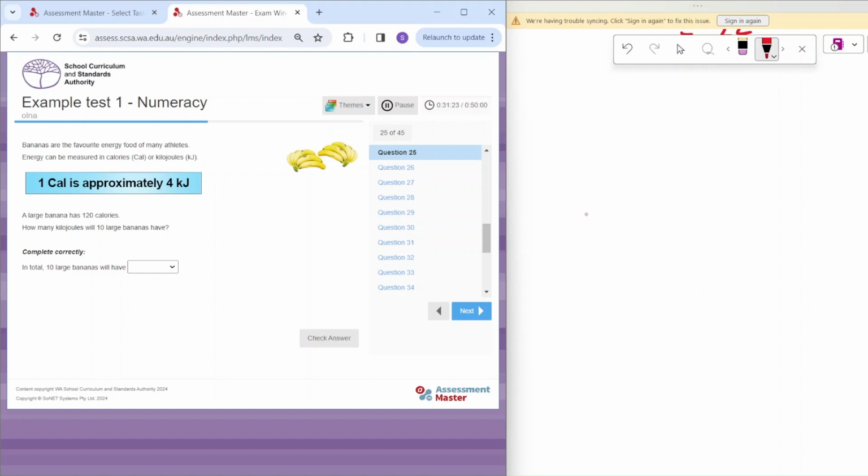So what we'll do first is let's find out, because we're looking at the question and we're saying, all right, they've given us one large banana at 120 calories, but we've been asked to find 10 large bananas in kilojoules, not calories. So we first should convert calories to kilojoules, and then we can multiply it by 10 for 10 large bananas. So how do we convert 120 calories into kilojoules? Well, if we've been told that 1 calorie is approximately 4 kilojoules, then what operation would we need to do?